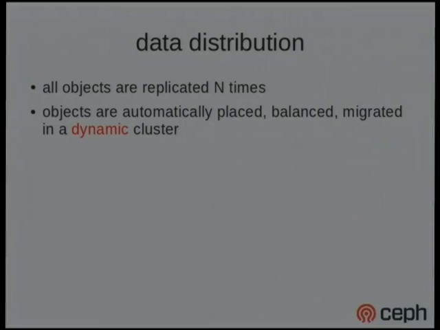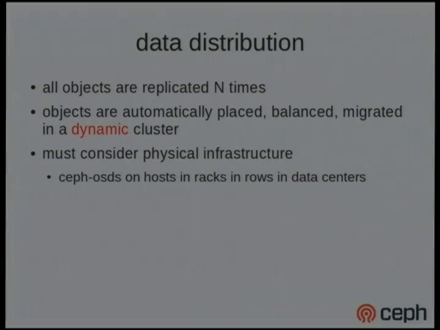And we want them to be automatically placed in the cluster and migrated and so forth when the cluster state changes over time. And one of the ancillary requirements of that, because we're dealing with data storage and data is important, is that we need to pay attention to the physical infrastructure that you're storing in. So typically you have disks and hosts and racks that are connected by switches and power supplies. Then you have lots of racks in your data center.